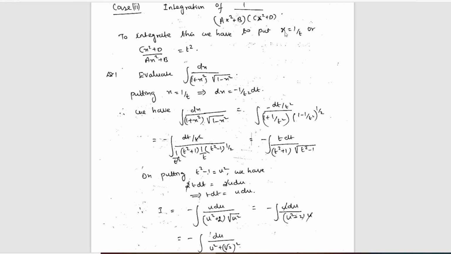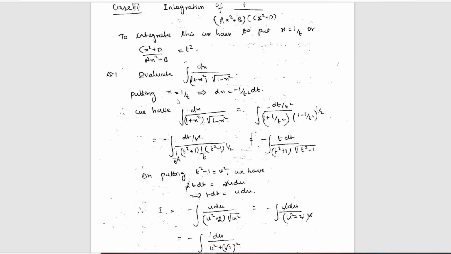I'm going to use this result, x equal to 1 by t. So if x equals 1 by t, then what is dx? When you differentiate 1 by t, you'll get minus 1 by t square dt. So the above problem becomes the integral, replacing the value of dx, minus 1 by t square dt.